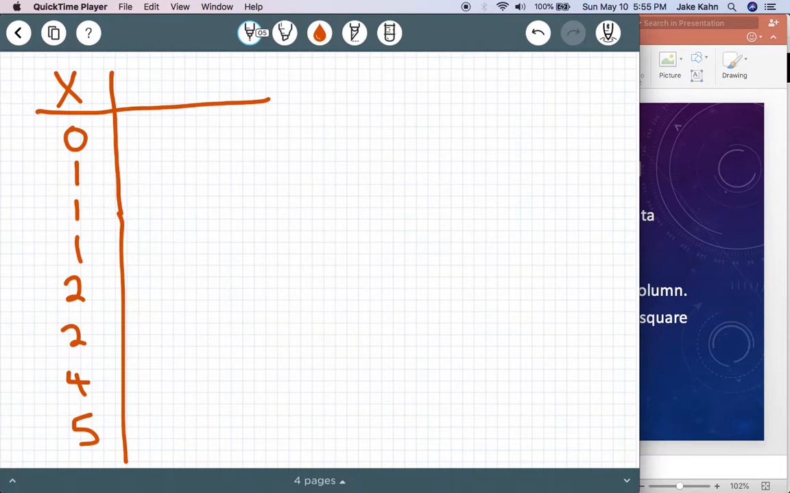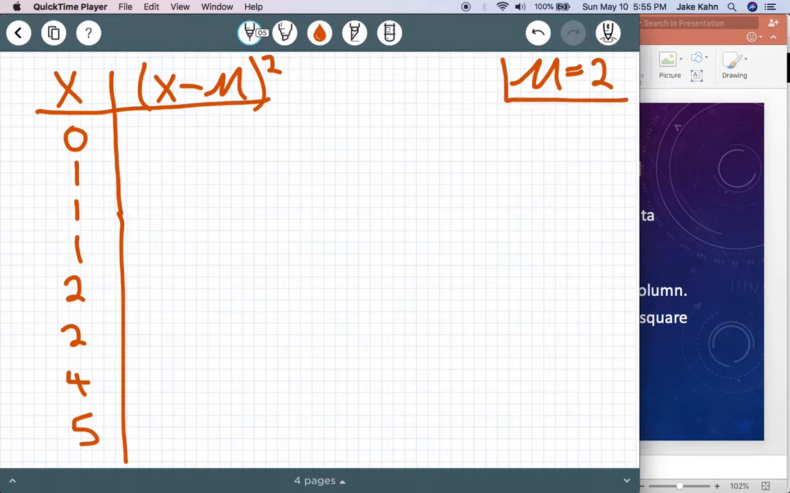It says in the second column, subtract the mean from each value and then square that value. In other words, what we are going to do is we are going to take x, subtract mu, and then square whatever we get. What was our mu value again? Mu was 2. That was our average of our 8 points. So I'm actually going to plug that in right here at the top of my column header. So over here we need to do x minus 2 squared in the second column.